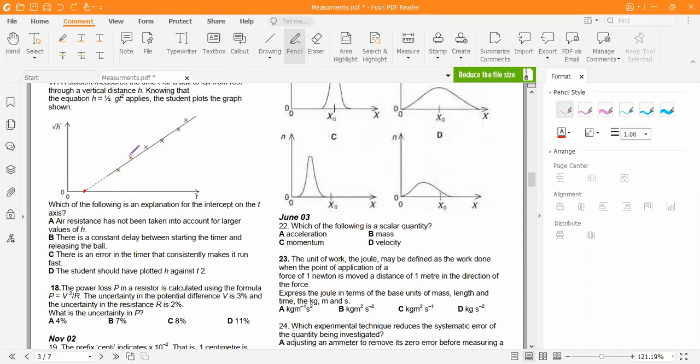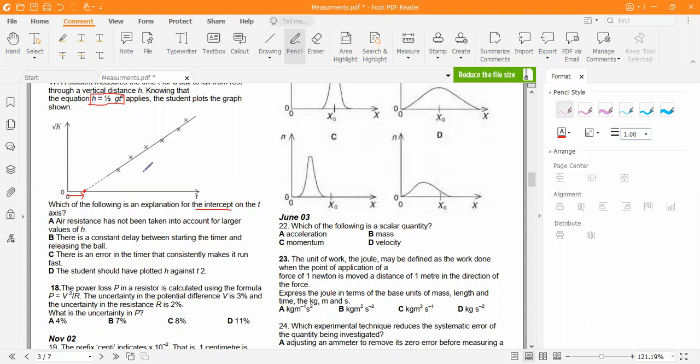The question is, which of the following is an explanation of the y-intercept? Why is it systematic? Because it is moved from the origin. It's not on the origin. According to the equation, it should go through the origin, but due to some error, all the points are moved away by some unit. So that's why it is a systematic error, because it is carrying equally in all of our readings.